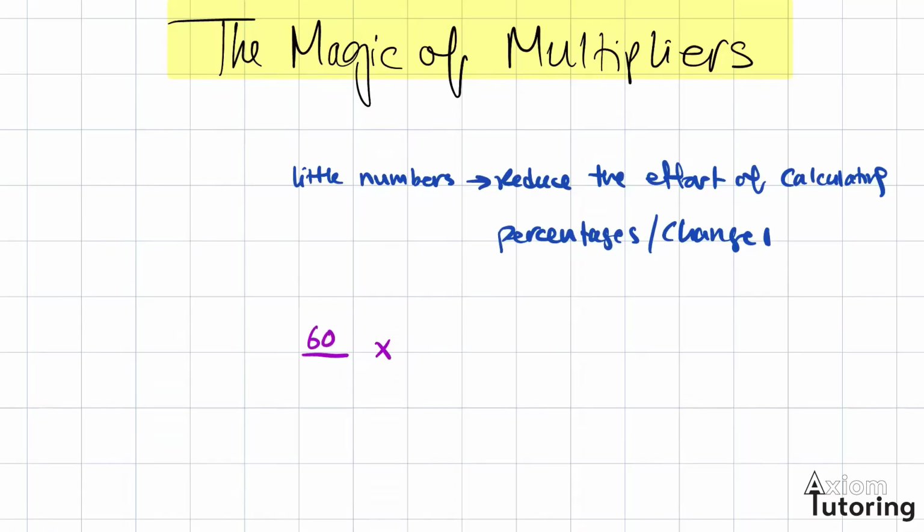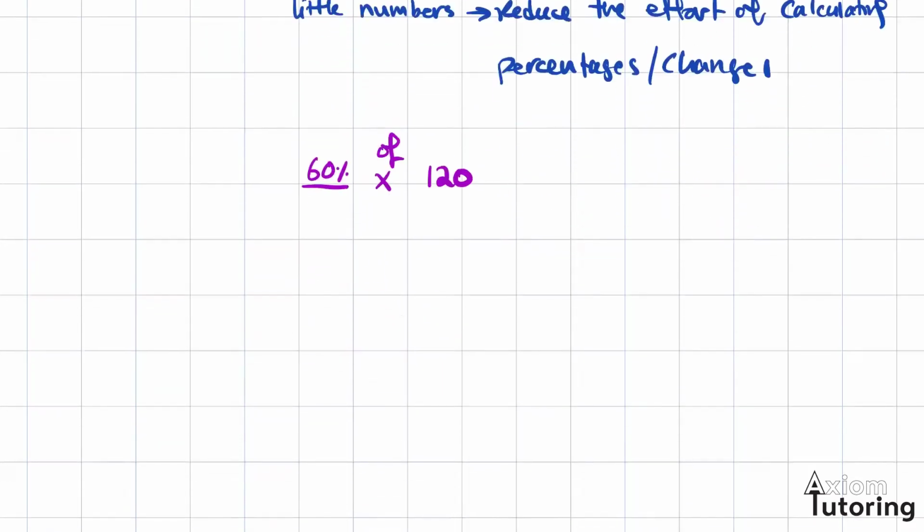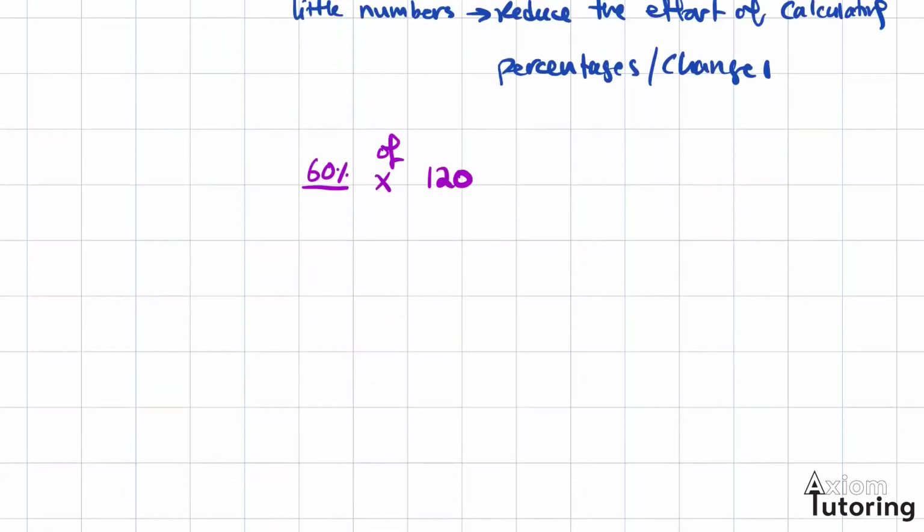Say that we want 60% of 120. There's a few ways that you might approach this based on what you've been taught before. For non-calculator papers, you'd work out 10% first by dividing this number by 10. That's 12. And then to get 60%, you would multiply that by 6 and get 72.